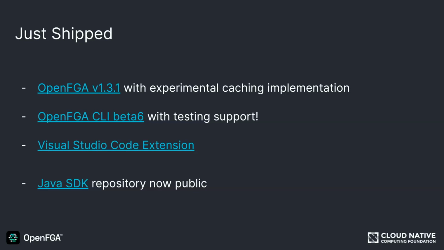We also shipped the OpenFGA CLI in a new beta. We're going to remove the beta flag probably today or tomorrow, and I will explain what testing support means. I'm very happy personally with that feature. I like it a lot. We keep working on the Visual Studio Code extension. We're going to ship a new version pretty soon, and Daniel is going to demo what we did. Basically, we are adding validation to Visual Studio Code.